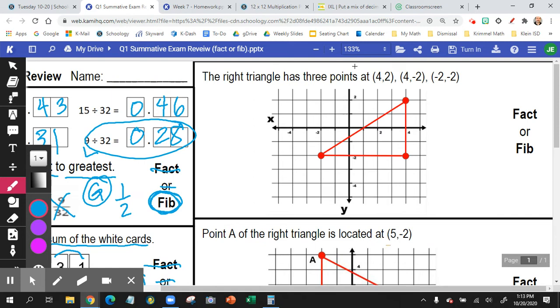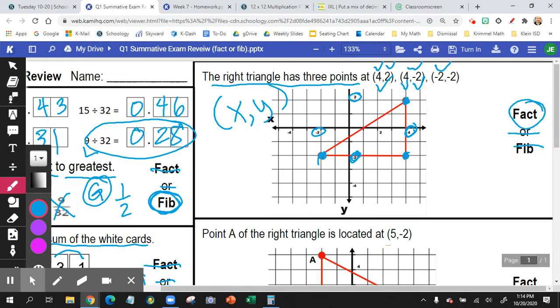The right triangle has 3 points. So we look at the first point, make sure that we're graphing x and then y. So +4, +2. We're going to go over +4 and then +2, place a point. Looks good. +4, -2, place a point. Looks good. And then -2, -2. Negative x, negative y, place a point. So the right triangle does have 3 coordinates. Check, check, check. So that is a fact.